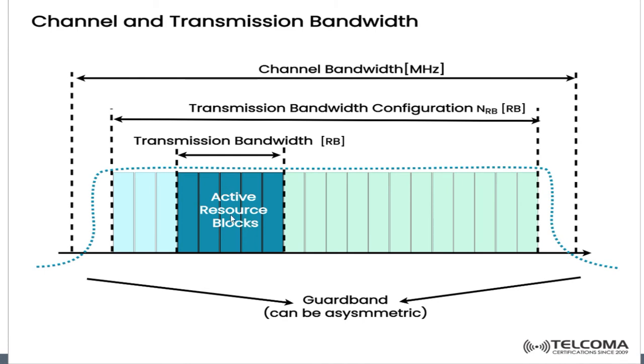We can see here the transmission bandwidth, which has active resource blocks. This is the configuration, where we have the full configuration. This is the complete one, and this is the reserved part, which we call the guard band. This is the configured transmission bandwidth, within which you can send your resource blocks. These are the active resource blocks, and this is the transmission bandwidth.